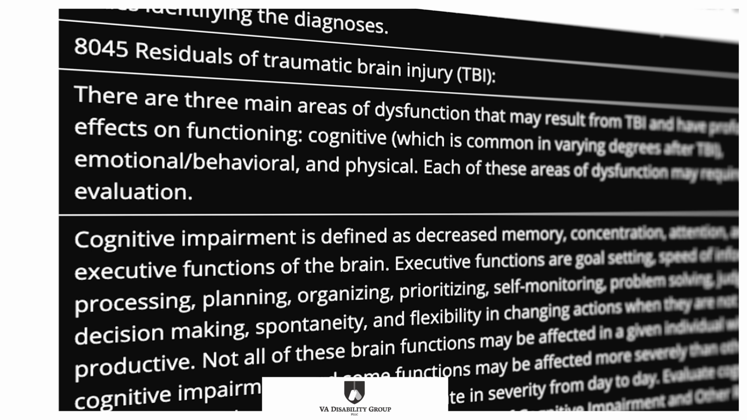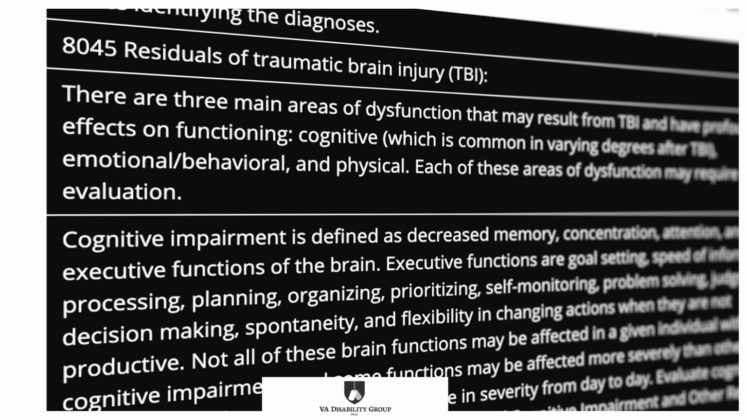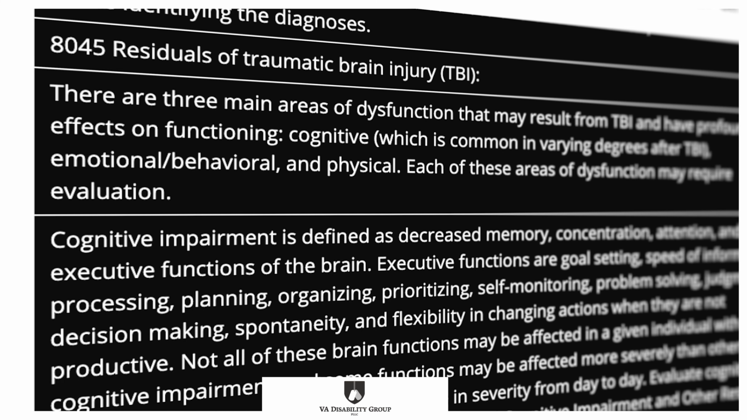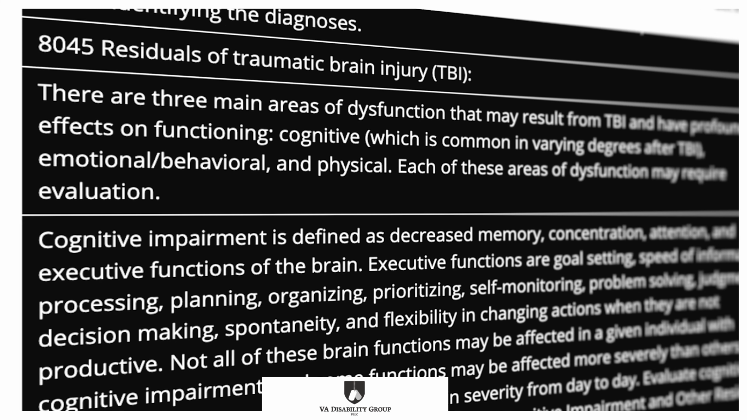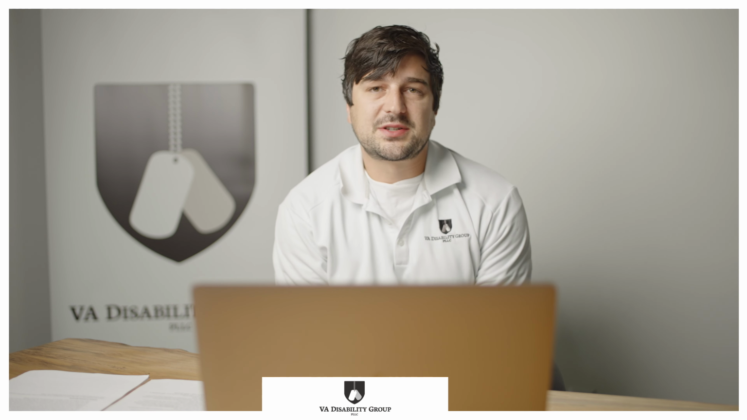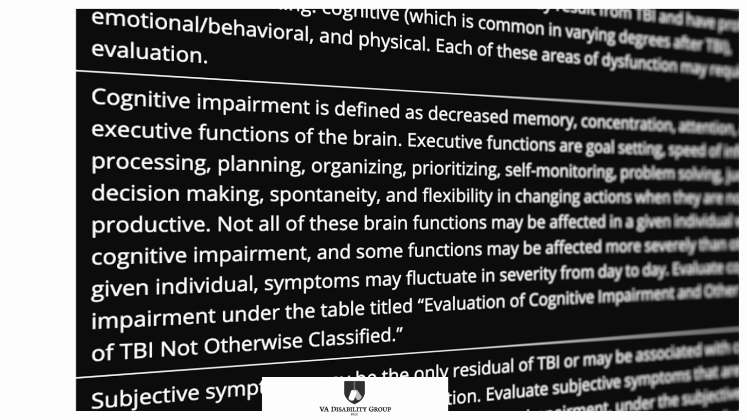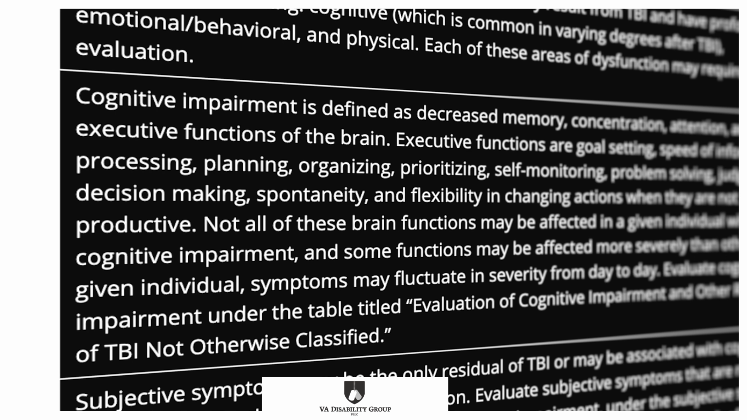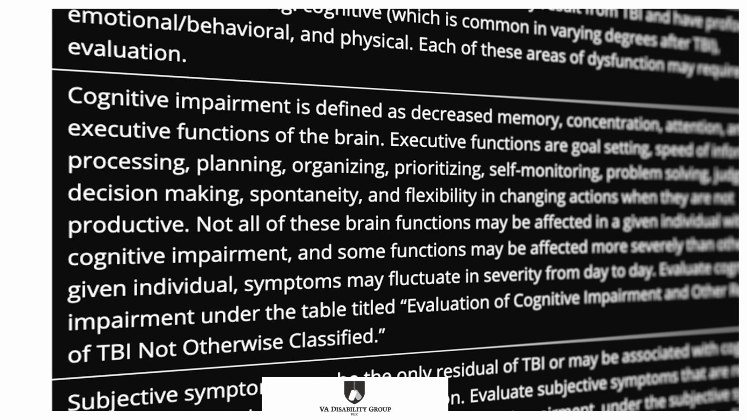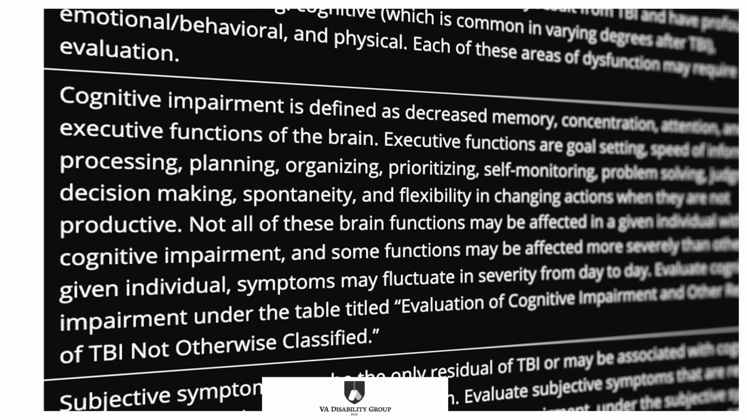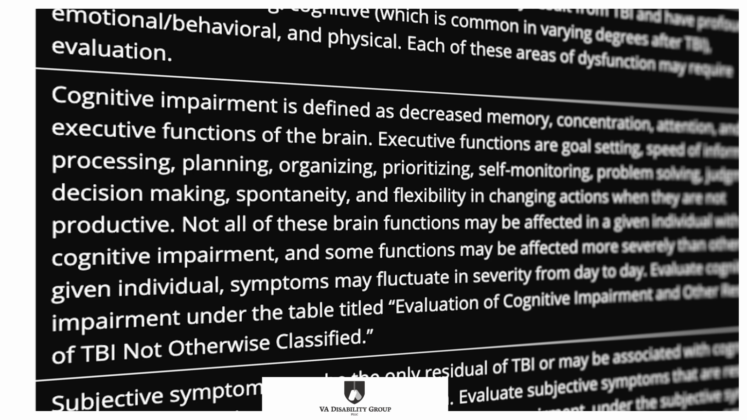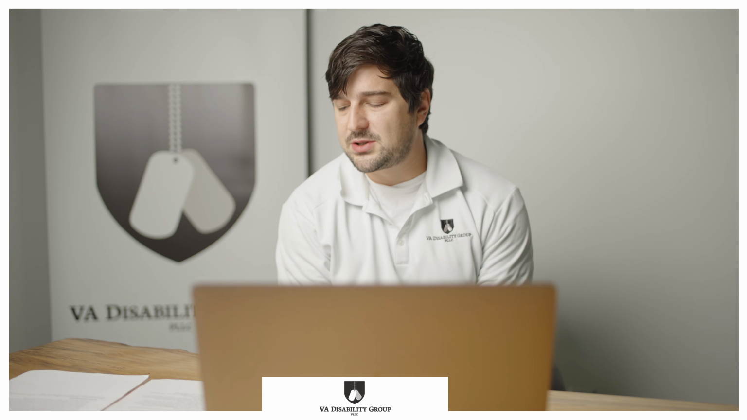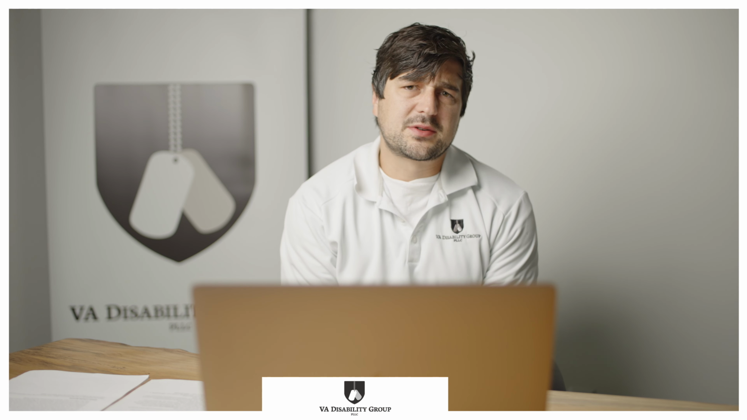The regulation basically states that there are three main areas of dysfunction resulting from a traumatic brain injury. The first one is cognitive impairment. This could be stuff like memory issues, concentration issues, attention issues. The next would be emotional or behavioral impairment. This would be things like mental disorders, such as depressive disorders or anxiety disorders stemming from a traumatic brain injury. The third and final one is the physical impairments. This could be things like chronic pain, hearing loss, tinnitus, visual impairment, seizures. These are the three main areas of dysfunction that result from a traumatic brain injury, and this is what the regulation really focuses on.